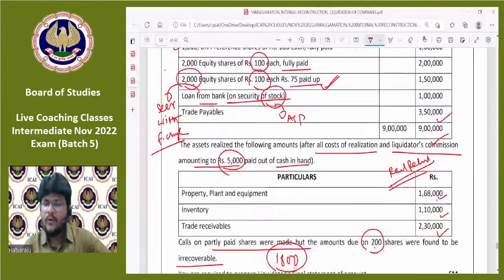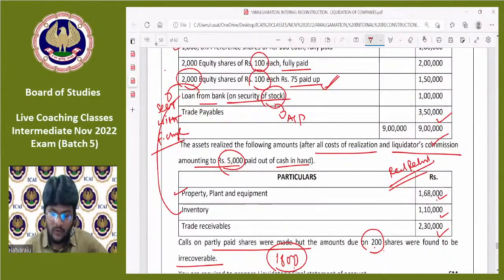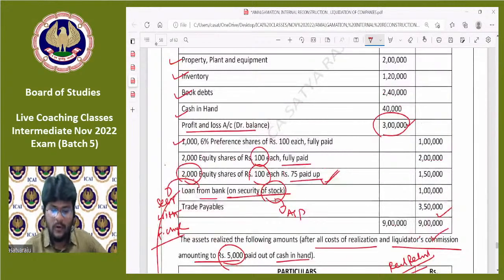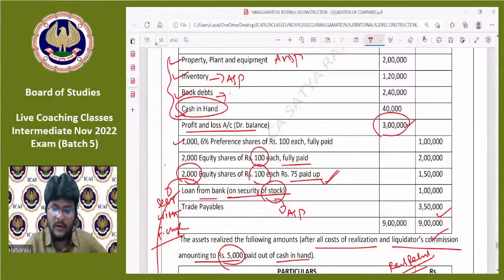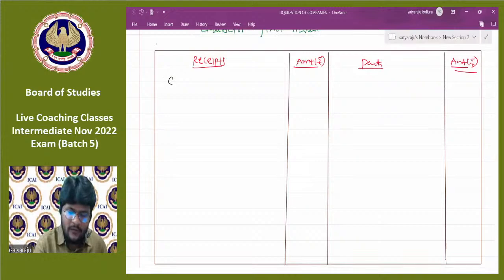ANSP means those assets which are not specifically pledged. Property, plant and equipment not offered as a security, but inventory was offered as a security at the time of availing the loan. Trade receivables not offered as a security. And we are also having one more asset which was cash in hand. So total 4 assets are there. Out of this, inventory is only ASP. Here this is ANSP. Book debts also ANSP. Cash in hand is also ANSP. So that's why you can directly start with cash in hand first here.